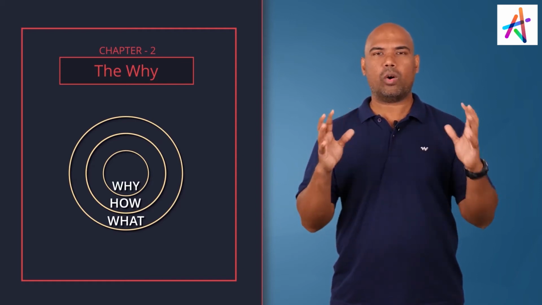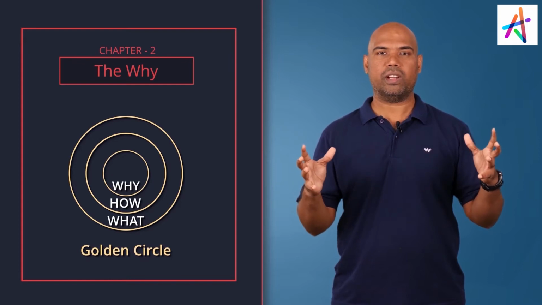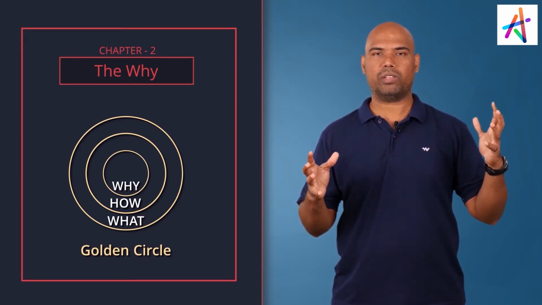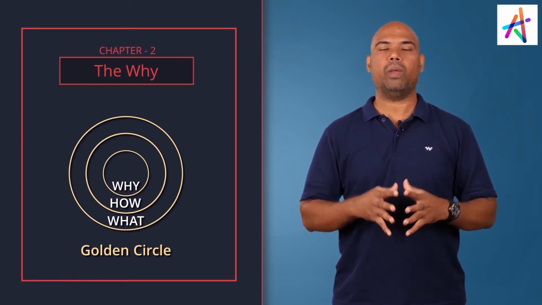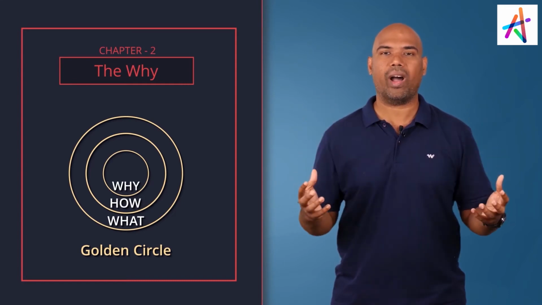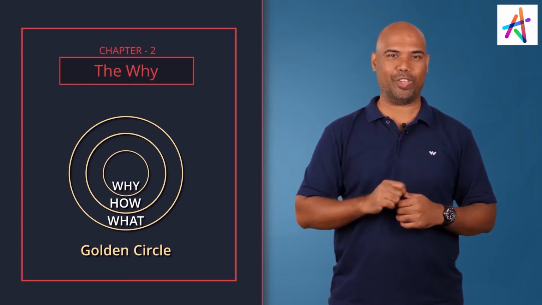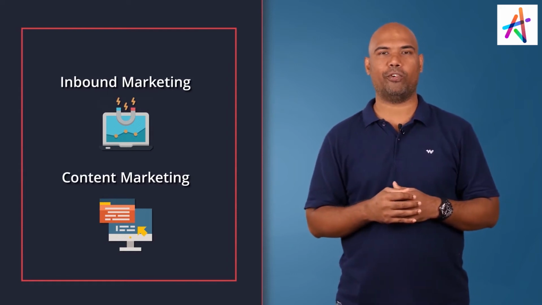So this whole concept he calls the golden circle. Golden circle is all about starting with the why, which is at the core, and then talking about the what and how, which is exactly what we are going to do. In this section, you're going to learn why content marketing is good for you. So here are some of the awesome reasons why inbound marketing and content marketing is so good for you.